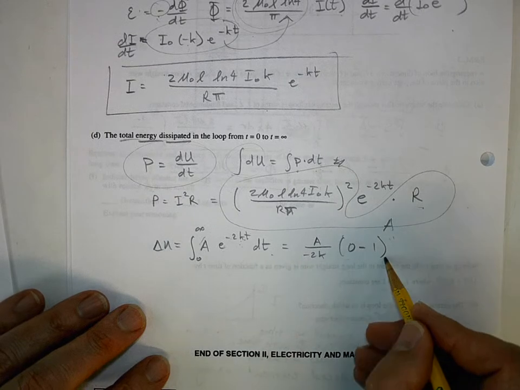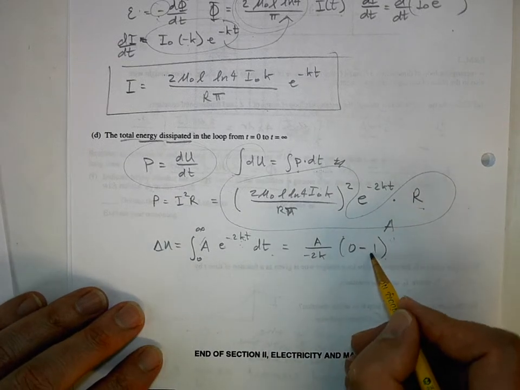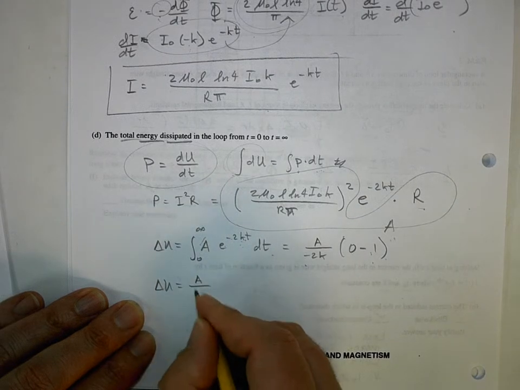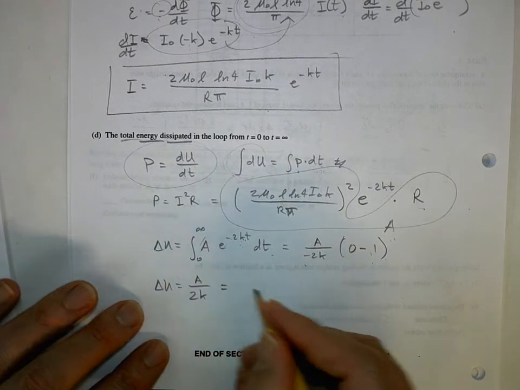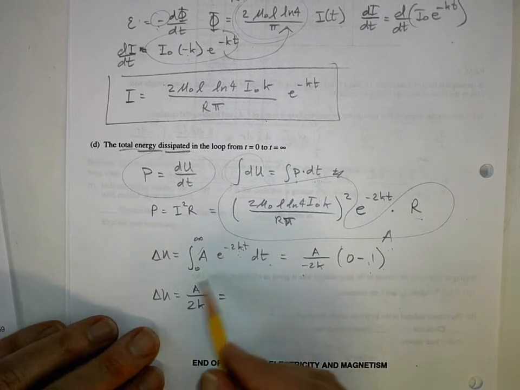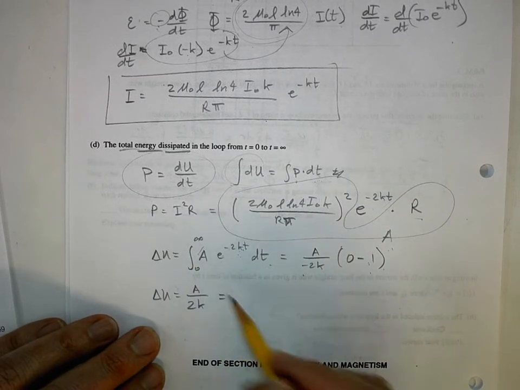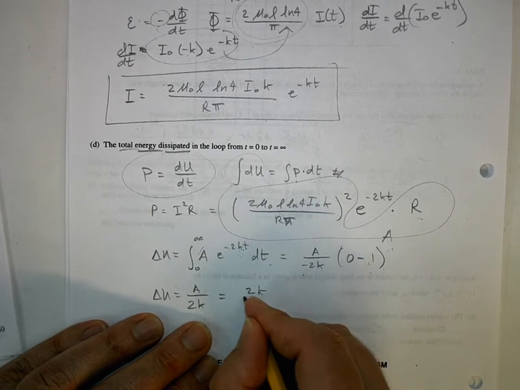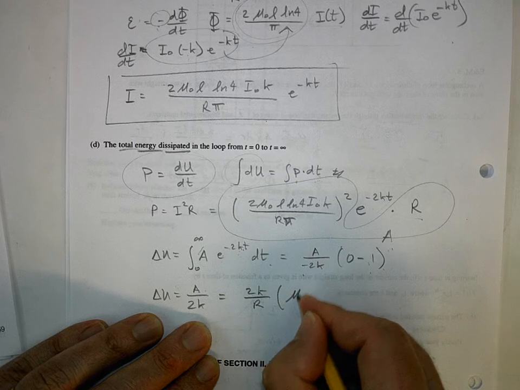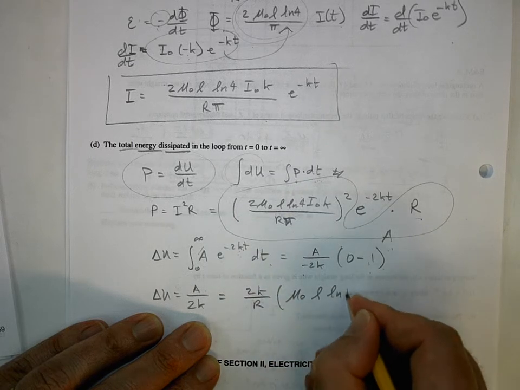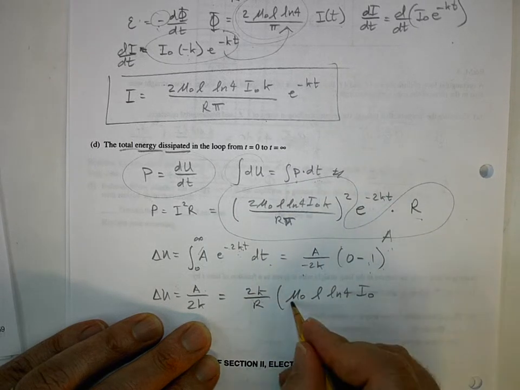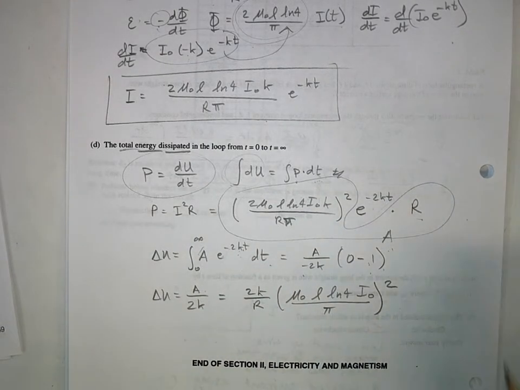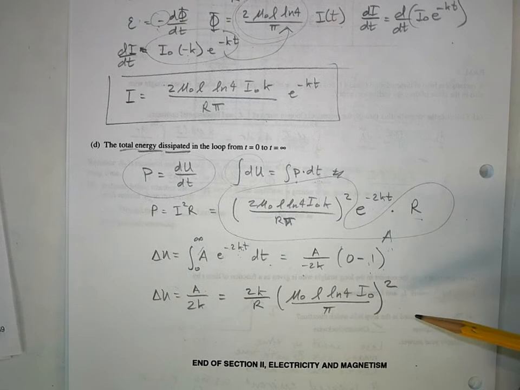So, but anyway, you take this expression, now you got a negative 1, the negative 1 cancels with that. Equals A over 2k equals, now, when you plug in A and simplify, I'm just going to tell you what you get. You get 2k over R times mu naught L natural log of 4 I naught over pi, all of that squared. It's awful. It's an ugly expression, and I'm not going to go through the algebra. You have to go through it yourself, but that's what you do.